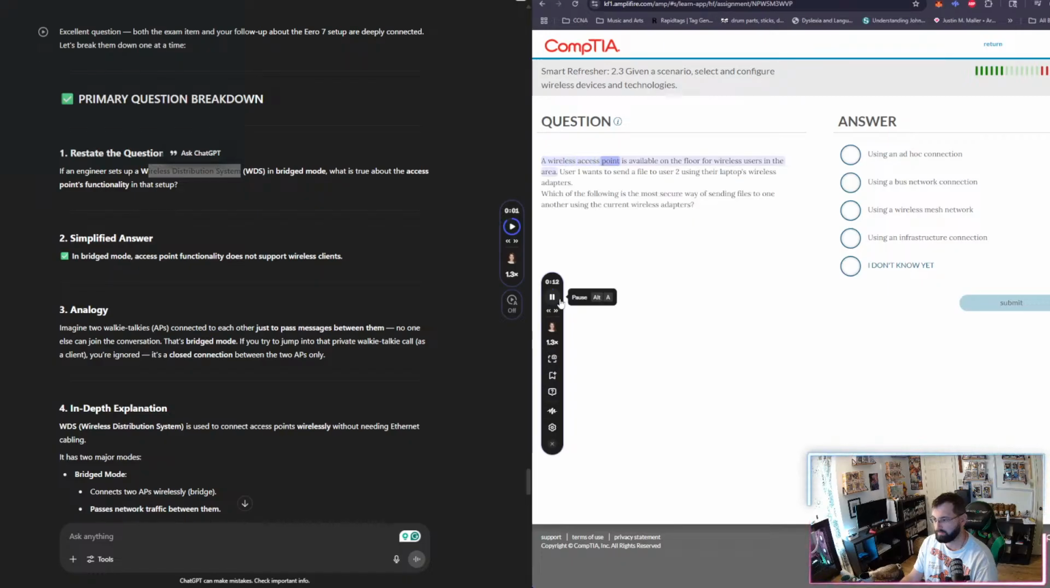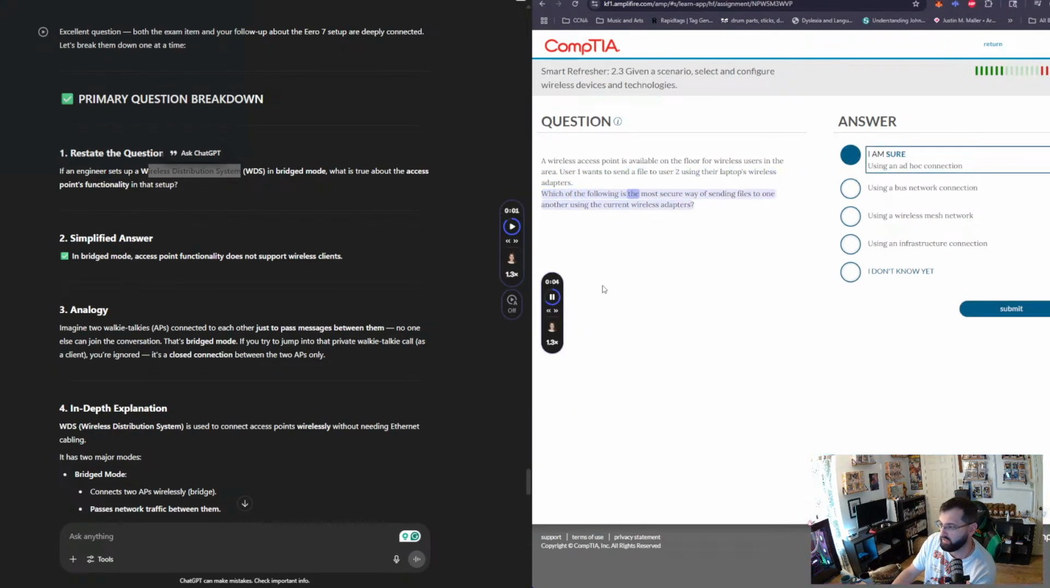A wireless access point is available on the floor for wireless users in the area. User 1 wants to send a file to User 2 using their laptop's wireless adapters. Which of the following is the most secure way of sending? Okay, we've gone through that.